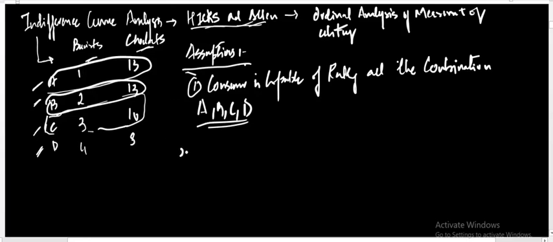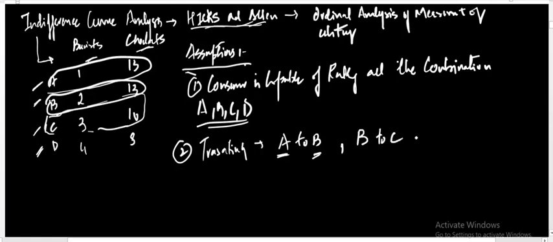The second assumption is that of transitivity, which says that if a consumer prefers combination A to B and then prefers B to C, then he must also prefer A to C. Which means that if a consumer is preferring A to B and B to C, he cannot then say that B is giving him more satisfaction as compared to A. So he has to follow the concept of transitivity. That is, if he is saying A to B and then B to C, then he must also prefer A to C.